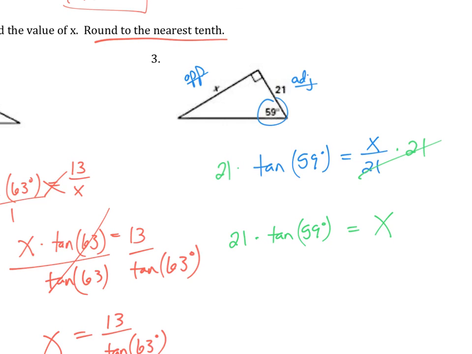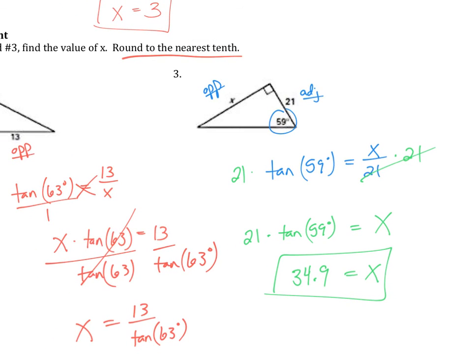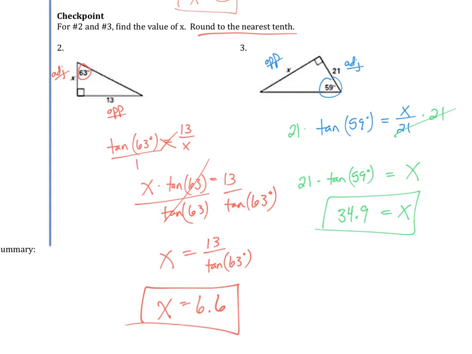So we use our calculator. We end up with x equals 34.9. And that's the tangent ratio. We can use the tangent ratio to find missing sides of right triangles.